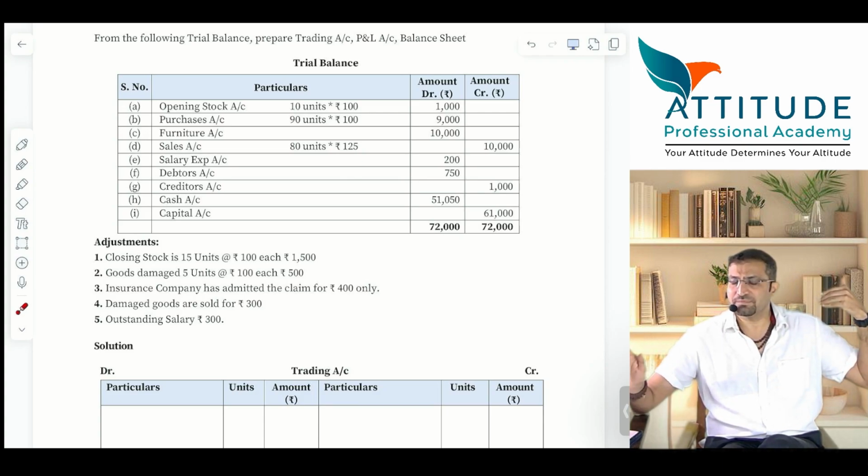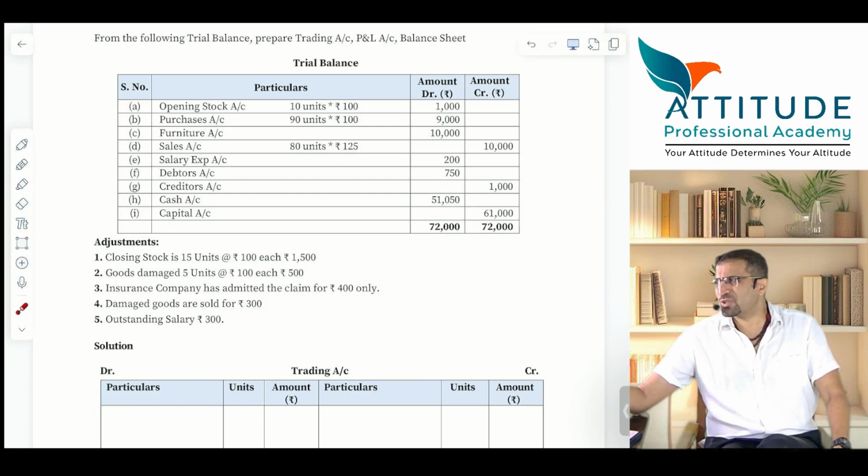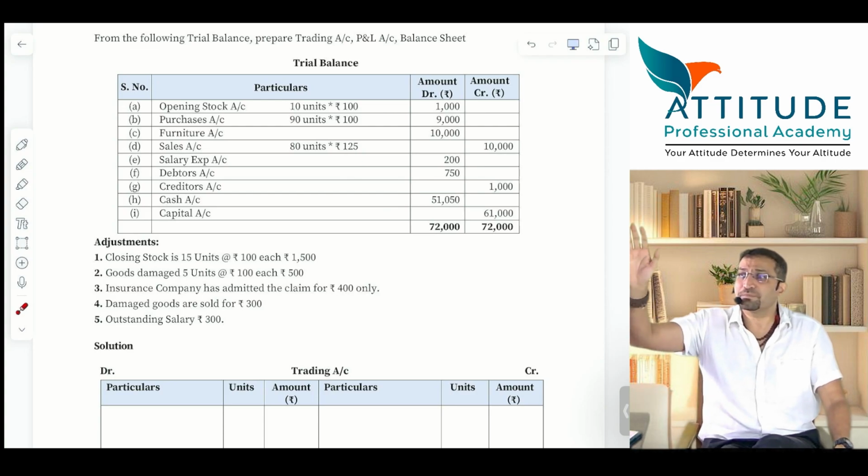Option number 1. Option number 2: the insurance company says, okay, damaged goods can be sold in the market at an estimated price of 100. Your loss is how much? 500. You are going to sell the damaged goods in the market at 100. We'll give you 400. Second option. Is that clear?